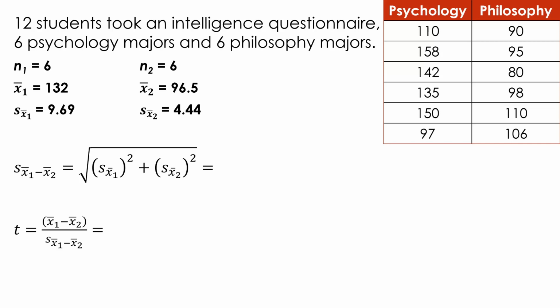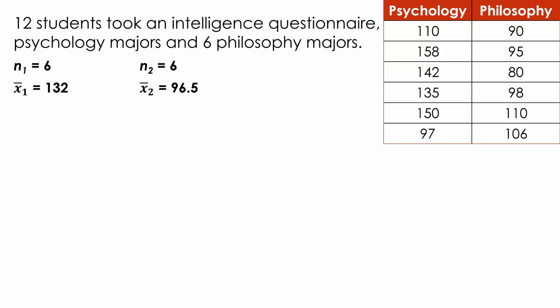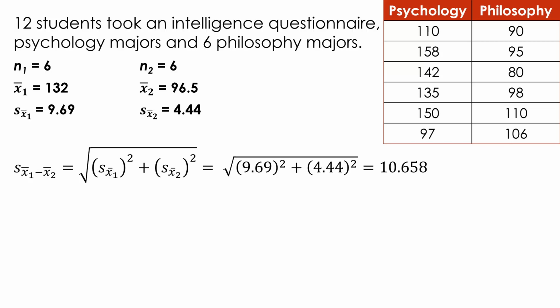So here are our means. We have a mean for psych majors of 132, we have a mean for philosophy majors of 96.5, sample size is 6 in both groups. So now we can take the numbers that we have here, and we can calculate what we need to. So pause the video and try to calculate the standard error of a difference between means and also the t-score. So what you should have gotten is a standard error of a difference between means of 10.658. That's based on the standard error for both samples.